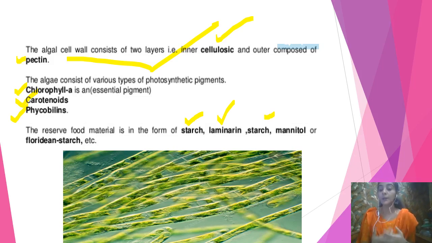Now, depending upon the pigments present in the algae, we are going to further classify the algae. Okay, so what is their cell wall made up of? They have two layers. The outer layer is made up of pectin and the inner layer is made up of cellulose. And they have the pigments and the reserve food materials.